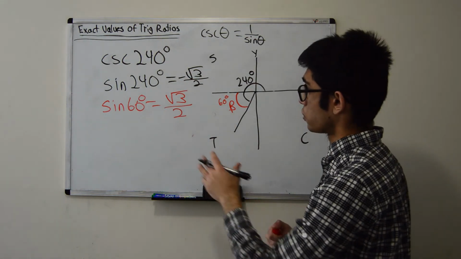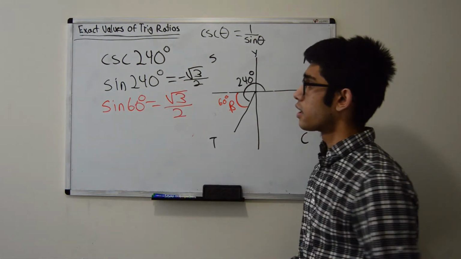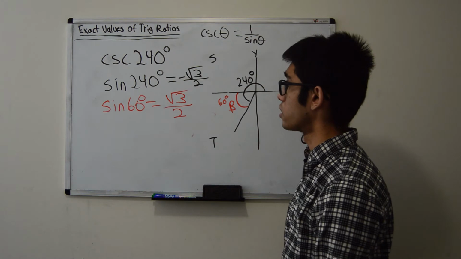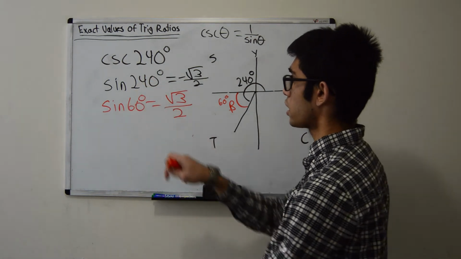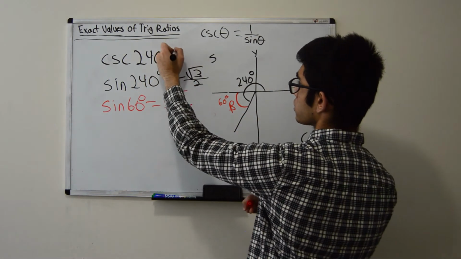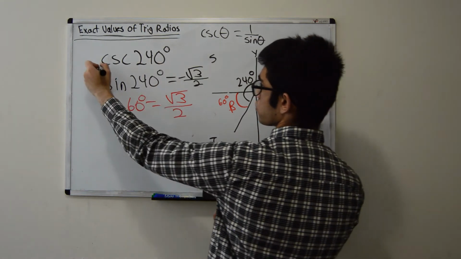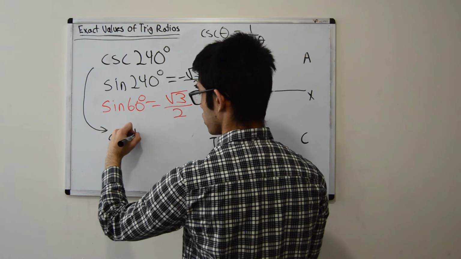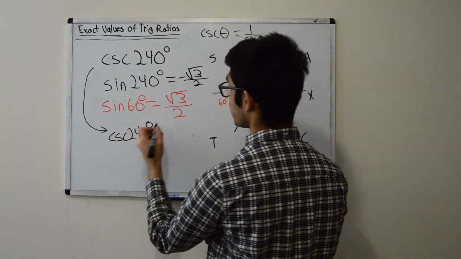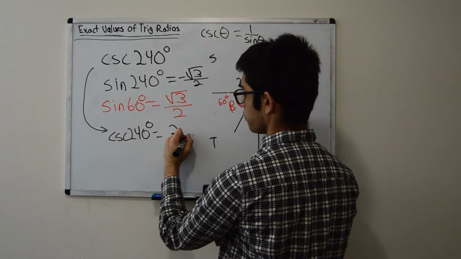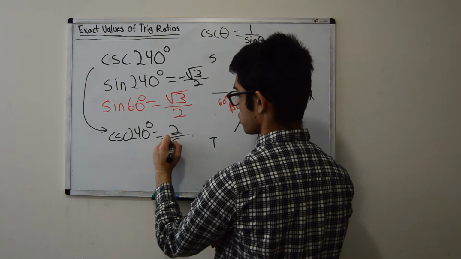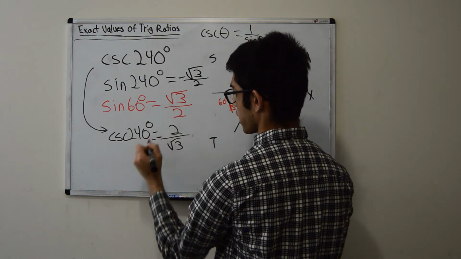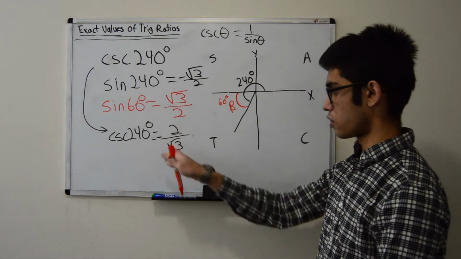Okay, so now that I have sine of 240, I can go ahead and get cosecant of 240 degrees, because I have sine. So all I need to do to get cosecant of 240 degrees, let me just rewrite that here so you can see it. So cosecant of 240 degrees is simply 2 over square root of 3, and that's a negative. So it's negative 2 over square root of 3.